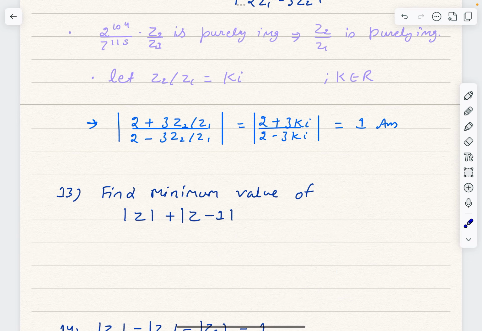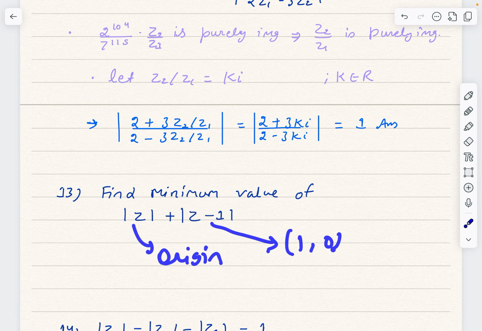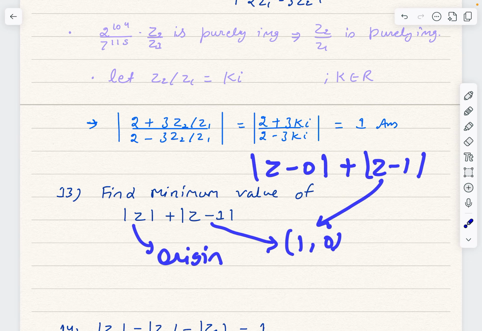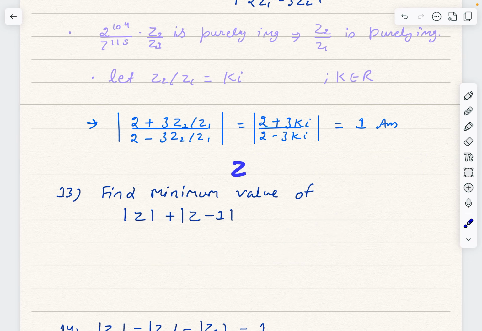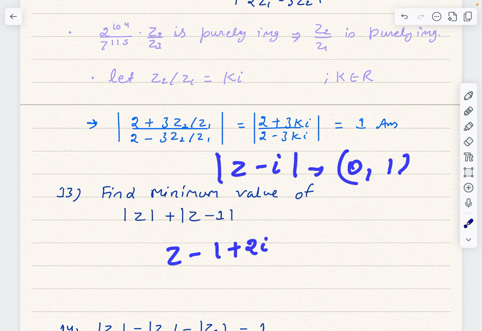Now, what is the other way around? If you remember in the class, I told you |z| is the distance from the origin. And |z − 1| will be the distance of z from the point (1, 0). |z| is the distance from the origin, you can see it as |z − 0| + |z − 1|. So this is nothing but the distance from the point (1, 0). If I give you |z − i|, this will be the distance from the point (0, 1). If I give you |z − 1 + 2i|, it will be the distance from the point (1, 2).